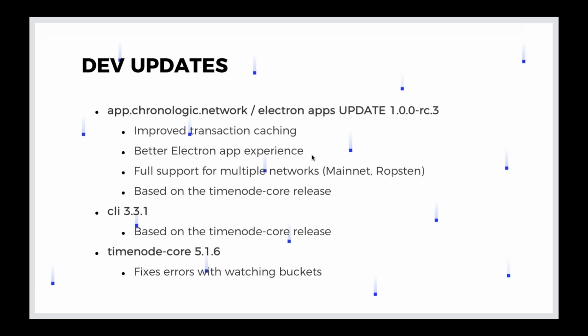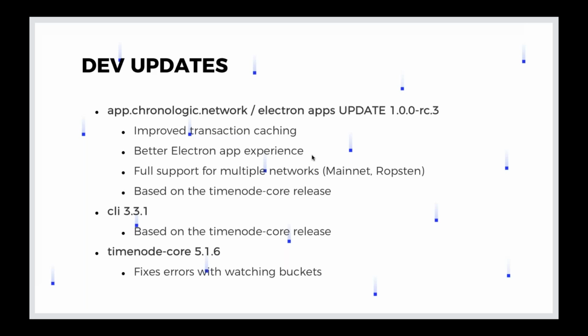So we added an about page where you can check which version of the Electron app you are running, and all this kind of stuff that was missing before. We also added full support for mainnet and Ropsten. So if you are running on either of these two networks, it is now fully tested and working. It is also based on the latest release of TimeNode Core.